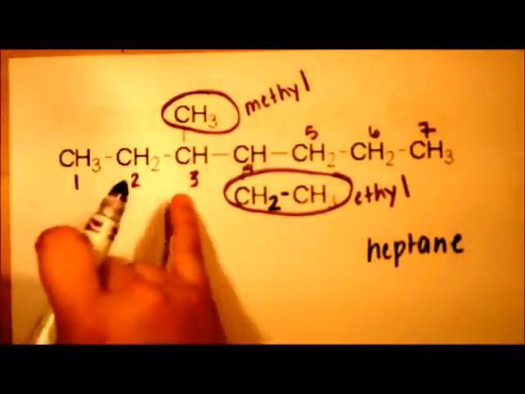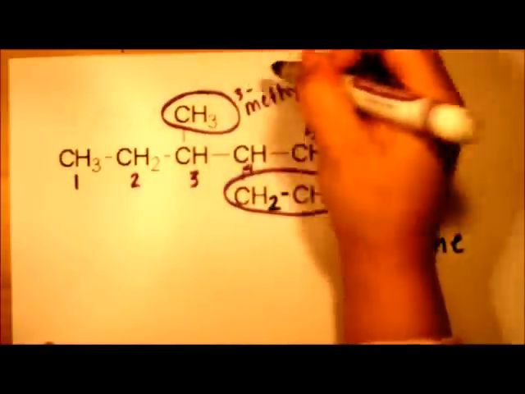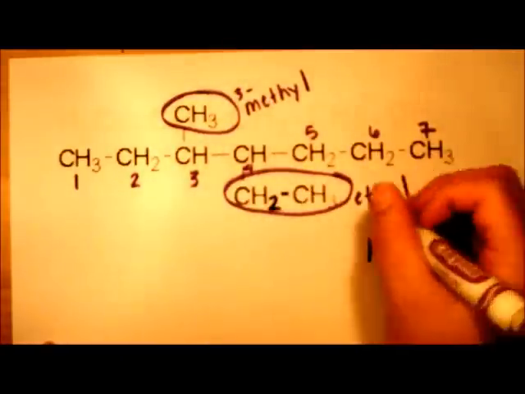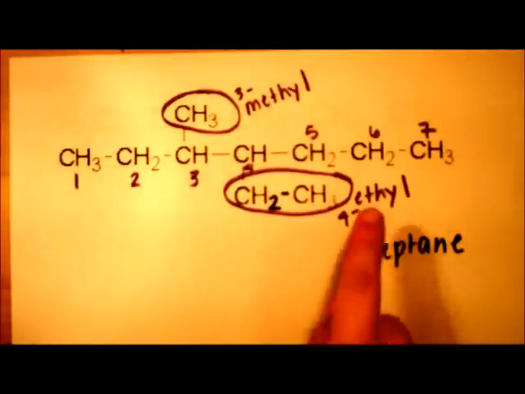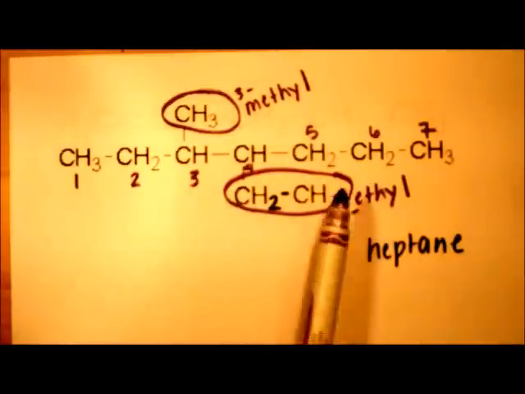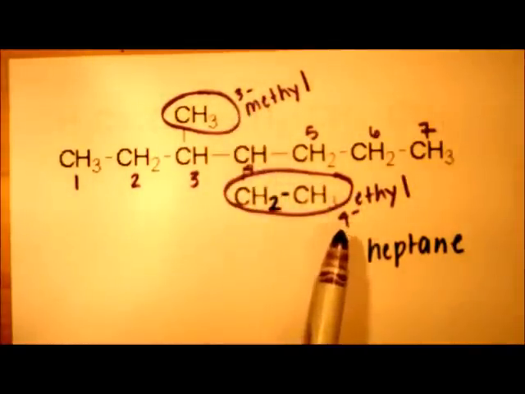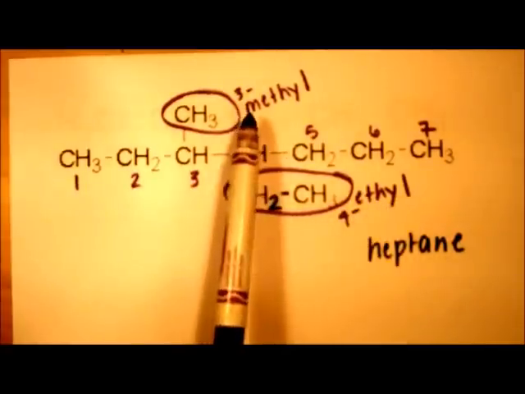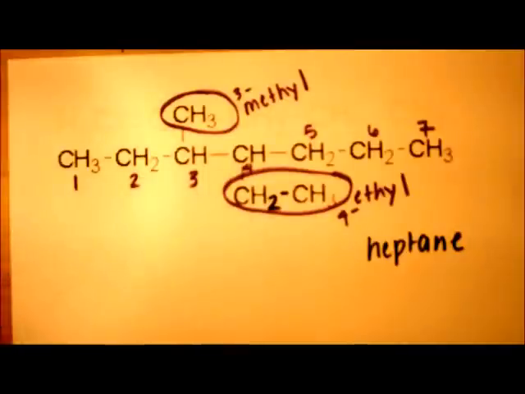We know this one occurs at the 3rd carbon, so we'll call this 3-methyl, and this one will be 4-ethyl. Now, when we come to put the whole name together, we want to put the branches' names in alphabetical order. So even though our ethyl comes after methyl because it's at the 4th carbon, we're going to put it before methyl because E comes before M in the alphabet.